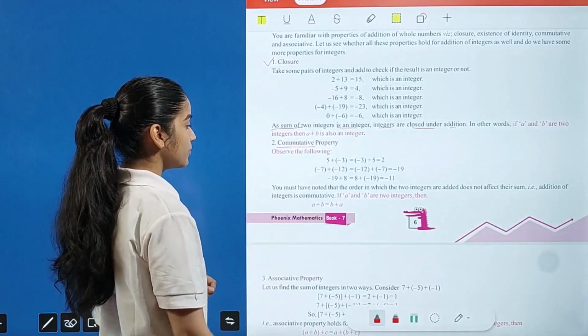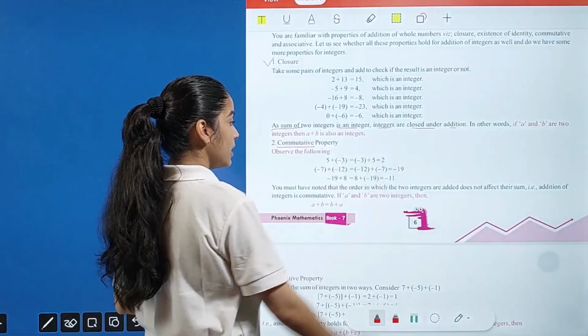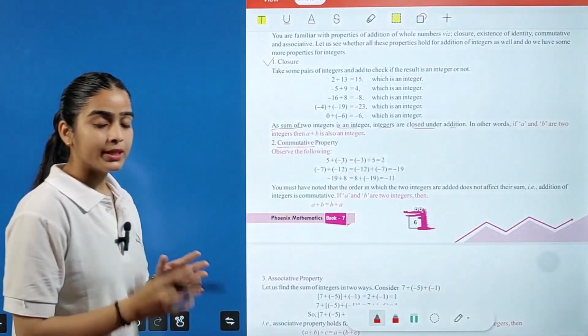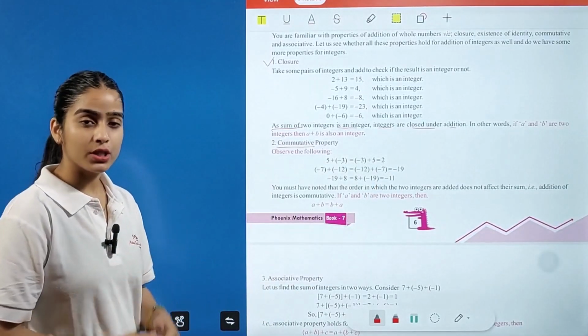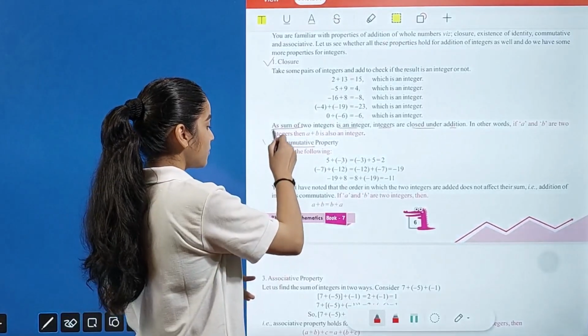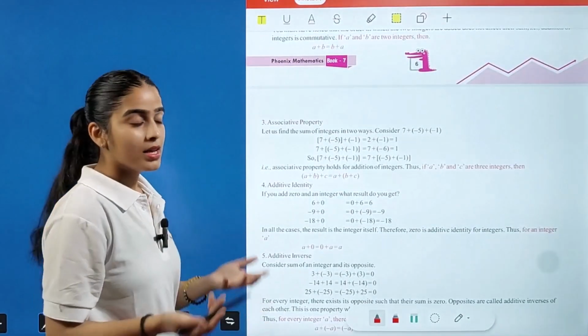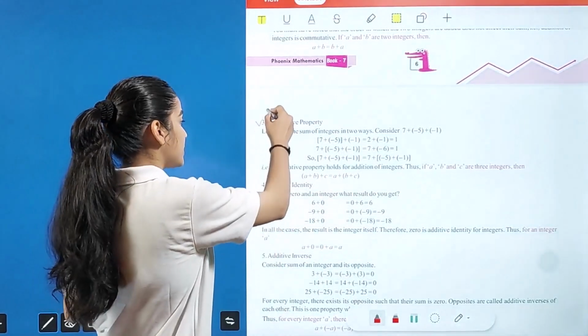Now we have the commutative property. In the commutative property, 5 plus minus 3 is equal to minus 3 plus 5, which is equal to 2. It means if you change the order of your numbers, your answer will remain the same. So the commutative property applies here. If the commutative property applies here, then it is self-understood that the associative property is also applied here.